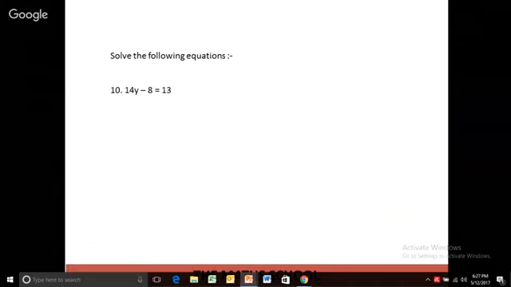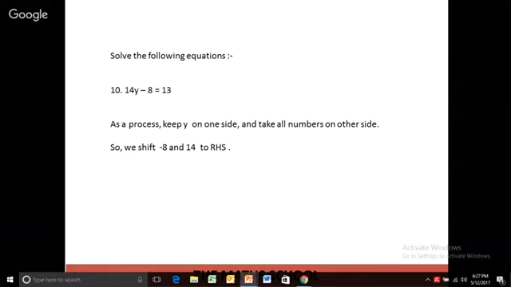10y minus 8 is equal to 13. Keep y on one side, numbers on the other side. Minus 8 and 14 will be shifted to right hand side. 14y is equal to 13 plus 8. Minus 8 will become plus 8 when it moves to right hand side. So 14y is equal to 21. Now 14 will get divided to 21 when it shifts to right hand side. So 21 upon 14, if you cut both the numbers by 7, it becomes 3 by 2. So y is equal to 3 by 2 is the answer in this case.